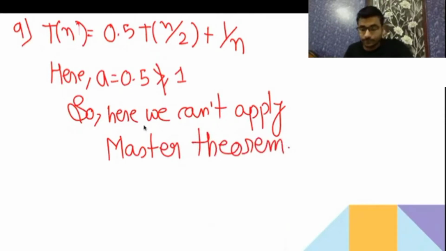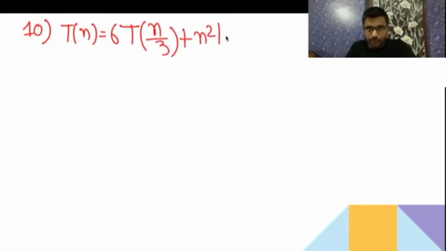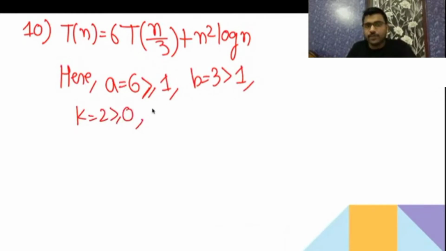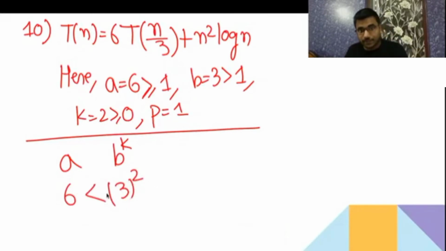Is it done? Tn is equal to 6T(n/3) plus n square log n. So here a is equal to 6, which is greater than or equal to 1. Yeah. B is equal to 3, greater than 1. Yes. K is equal to 2, greater than or equal to 0. Yes. P can be any real, here 1. Now compare a and b to the power k. A is 6, b is 3, k is 2. That is 9. It's smaller.